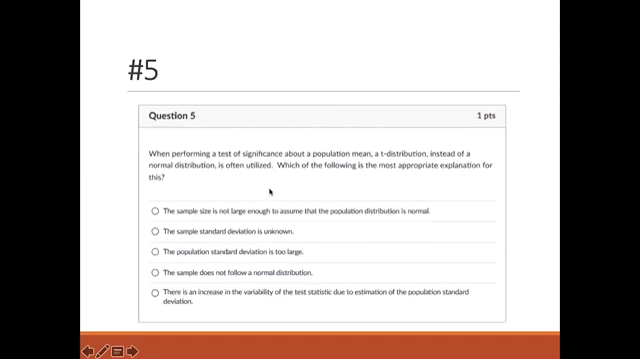So on question number 5, instead of a normal distribution, why is the t-distribution being used? Well, the reason we're using the t-distribution is because we are estimating. Notice I made the t bigger here. When you are estimating the population standard deviation with the sample standard deviation, that added variability, because the sample standard deviation could be too high or too low, is accounted for with the t-distribution.